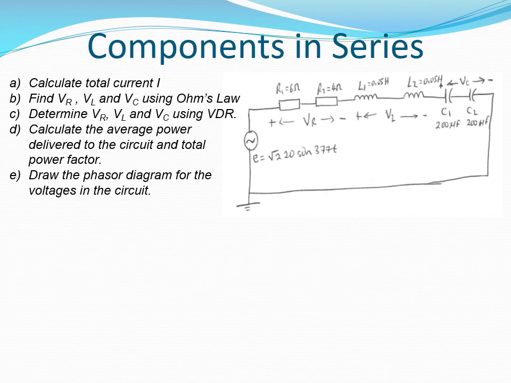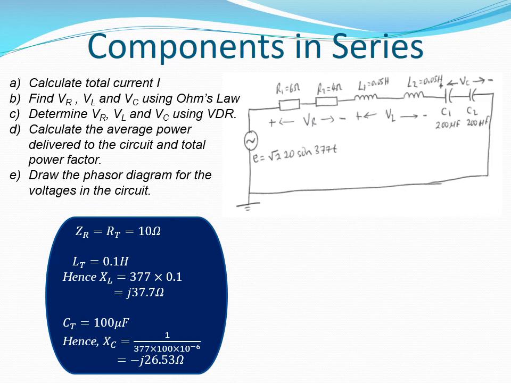In the third example, we are given a series network. We are required to: A, calculate the total current I; B, find VR, VL, and VC using Ohm's law; C, determine VR, VL, and VC using VDR; D, calculate the average power delivered to the circuit and the total power factor. We notice that the voltages VR, VL, and VC appear across two elements each. Therefore, the first step is to determine the overall impedances of the respective pairs.